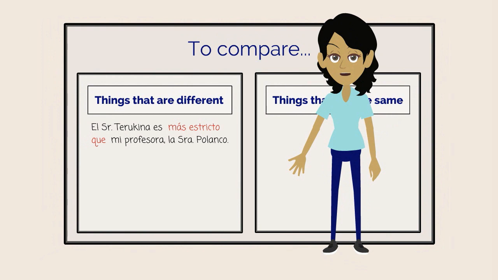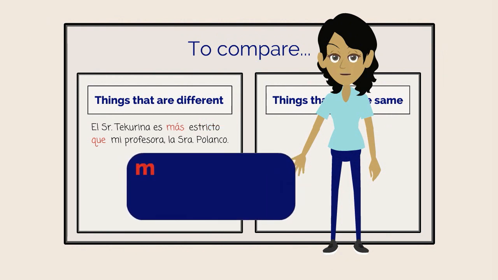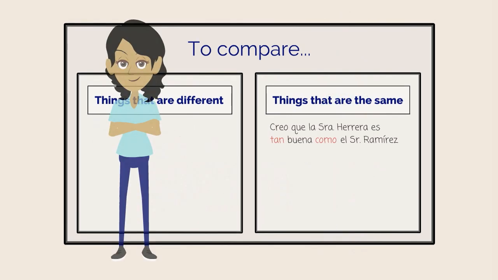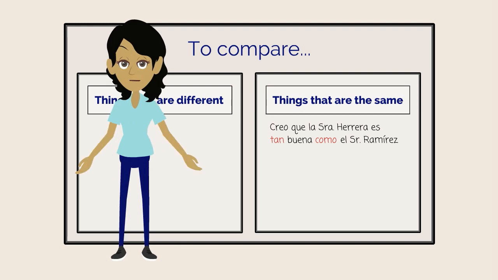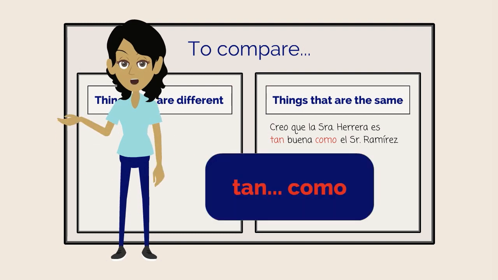Note that to compare nouns and adjectives that are different, we use más que or menos que. But to compare adjectives that are the same, we use tan como.